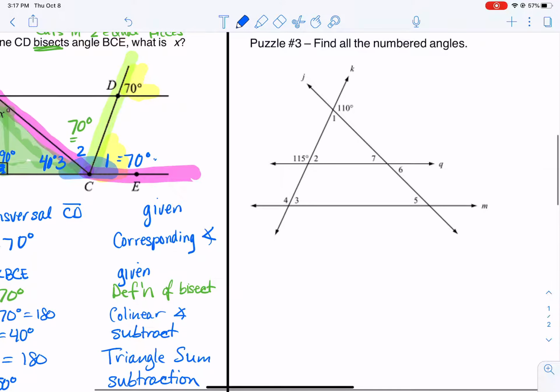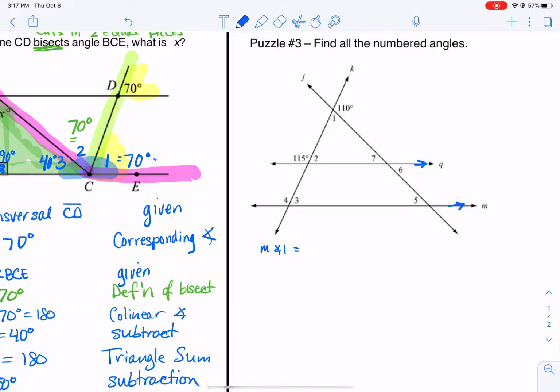The final puzzle has more angles. So let's start by identifying what we can find. So we're going to identify that Q and M are parallel. That means that J and K become transversals. So that I can have those relationships, I need to know that those are parallel. So let's start with the measure of angle 1.